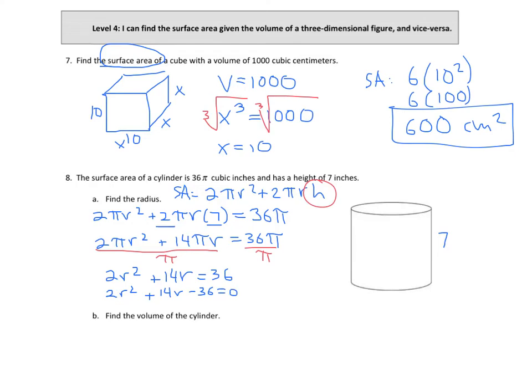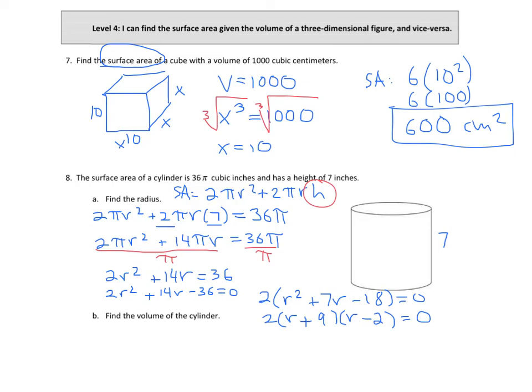Now I can solve this equation by factoring. First, I would factor out a GCF of 2. So we get 2 times r squared plus 7r minus 18 equals 0. And then I factor that into 2 binomials, just leave the 2 in front. And r would multiply to r squared. And then I need 2 numbers that multiply to negative 18 and add to positive 7. That would be plus 9 and minus 2.